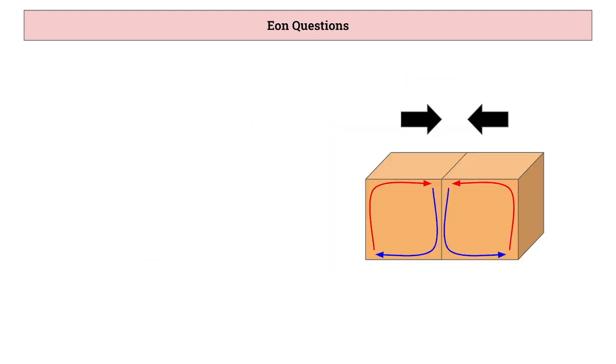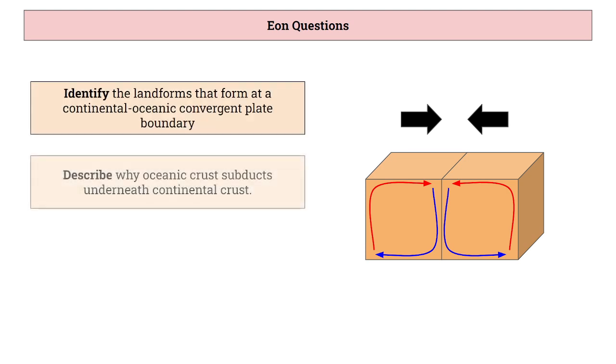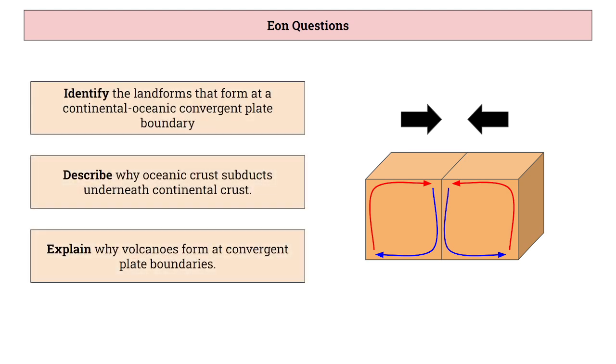All right, so that's where we're going to leave it for today. Here's your FRQ question. Number 1 says, identify the landforms that form at a continental oceanic convergent plate boundary. Number 2 says, describe why oceanic crust subducts underneath continental crust. But actually what I'm going to have you do for this one is just write the question but leave it blank. And then I'm going to have you answer it at the end of the lab on Wednesday.